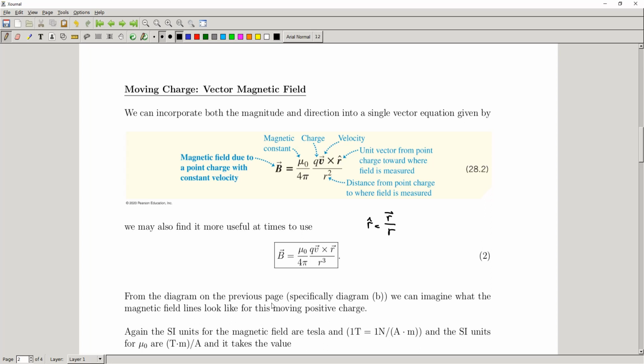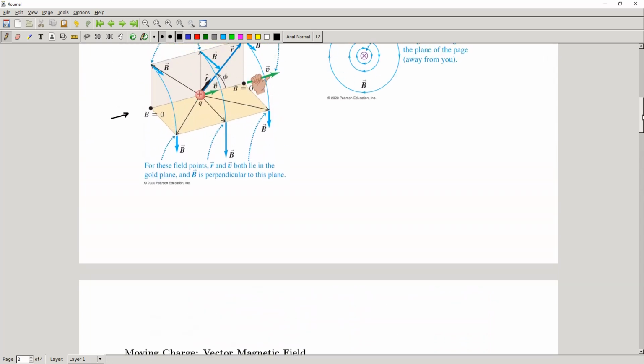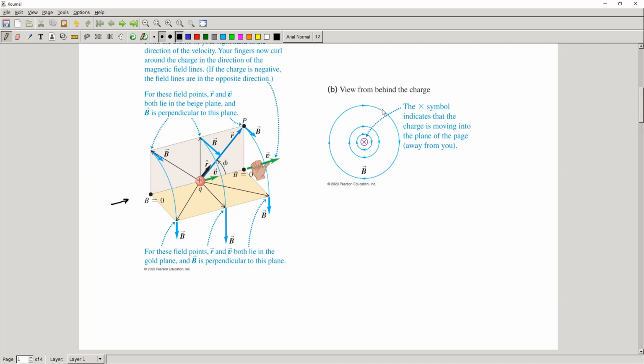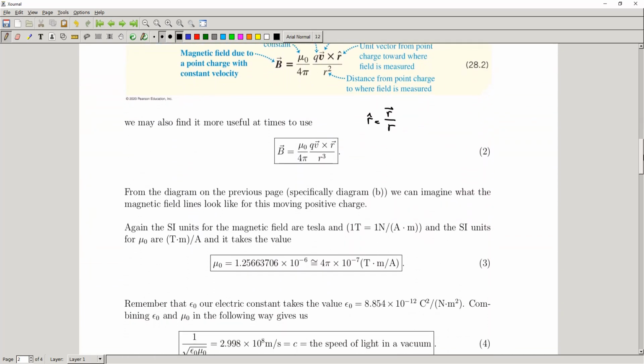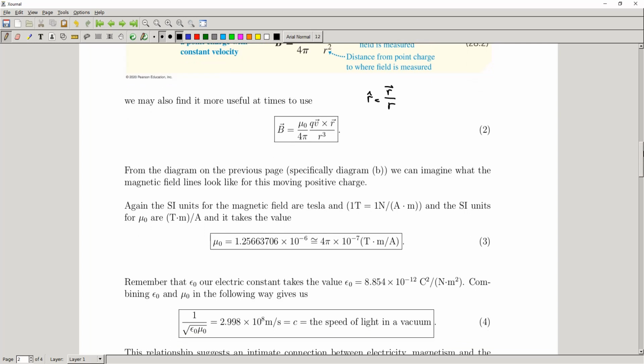Like I mentioned, the magnetic field lines that we saw up here were really originally designed just to show us the direction of our magnetic field, but really they show us the magnetic field lines as well. So we can think of the magnetic field lines in that way. We want to remember that the SI units for our magnetic field are given in Tesla again. So we have Tesla as our units for the magnetic field, and our SI units for mu naught, this new magnetic constant, are going to be Tesla meters over amps.